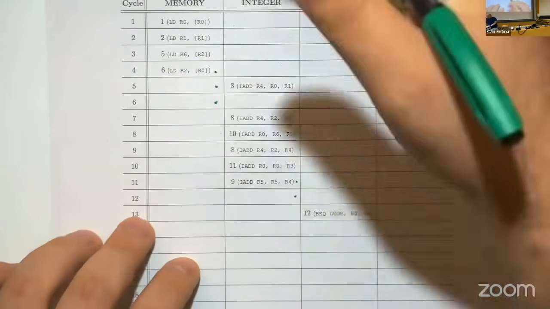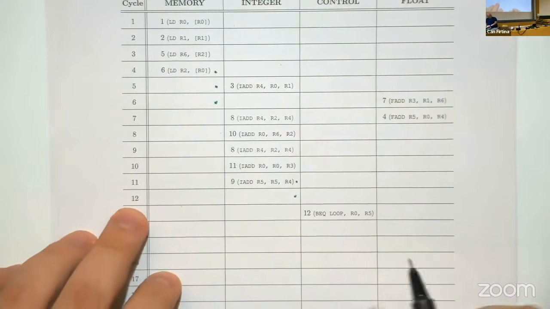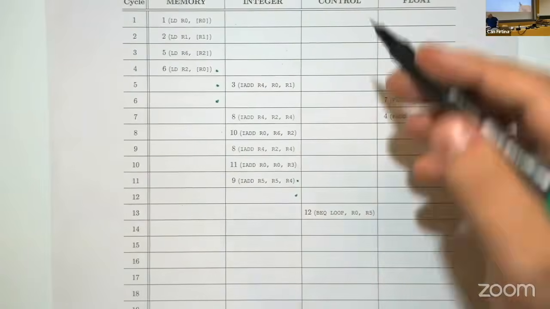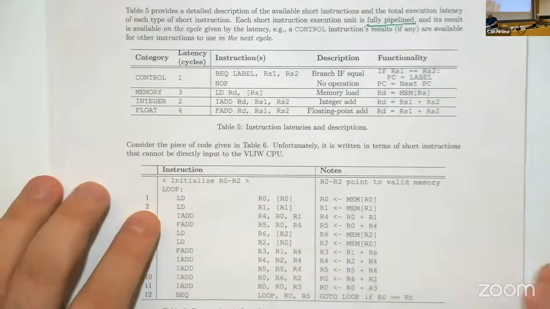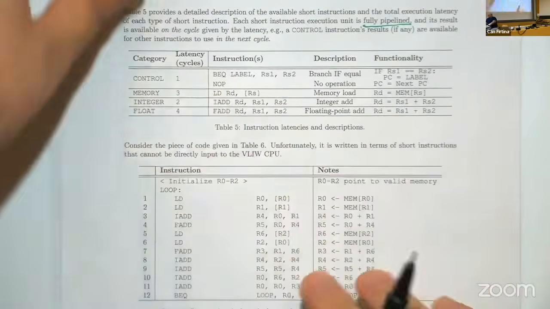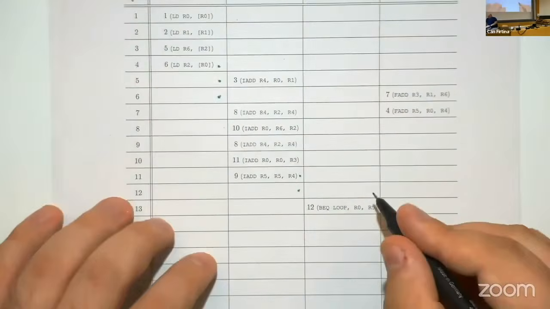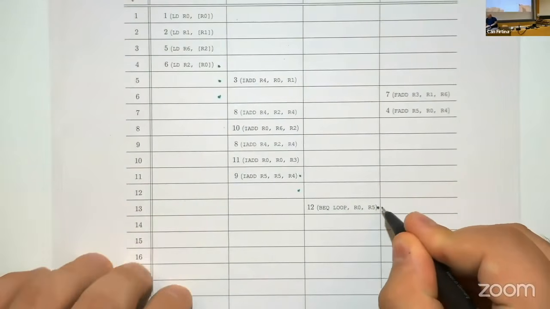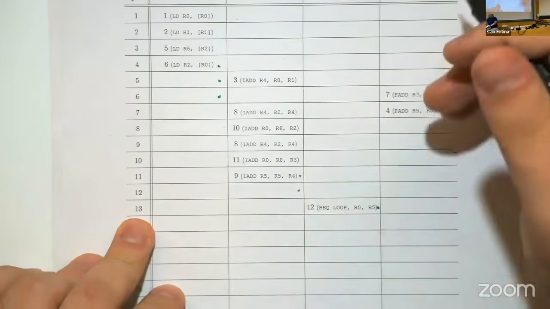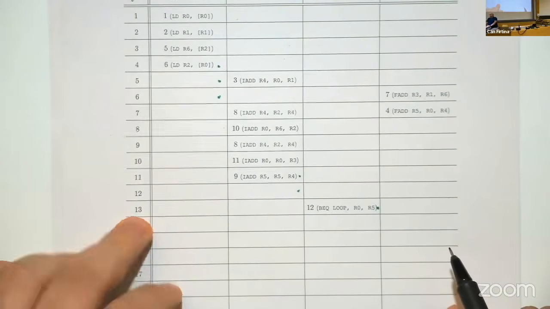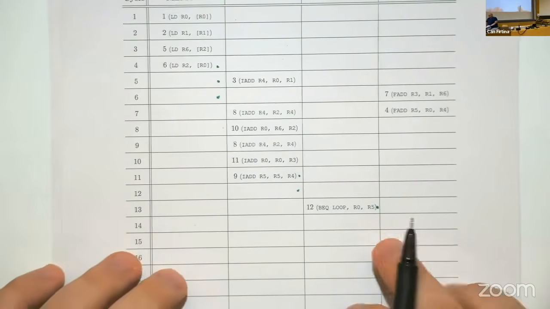So we're going to be done with all integer operations by cycle 12. We do the same thing with the control instructions. The latency for the control instructions is a single cycle. What that means is we're going to be done with these control instructions by cycle 13. Okay, so that's the latest one that we've seen so far. So if we want the total execution, we would use this one.